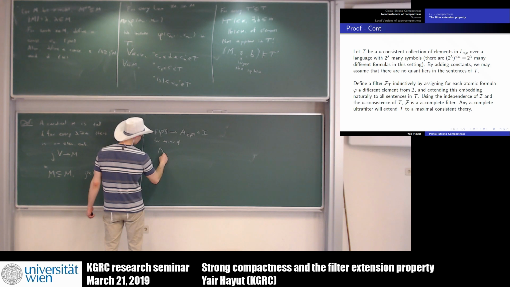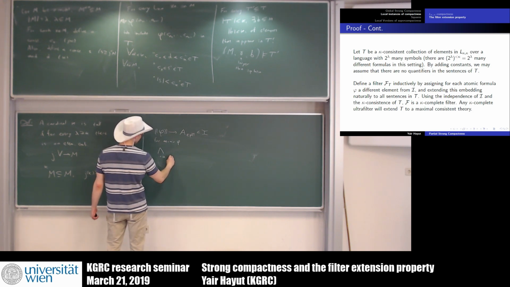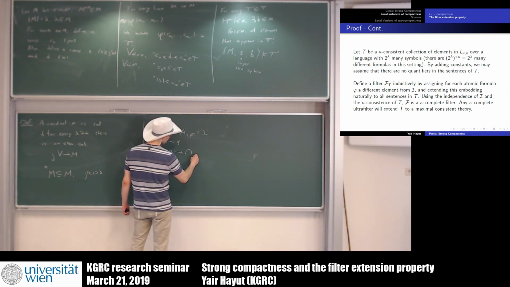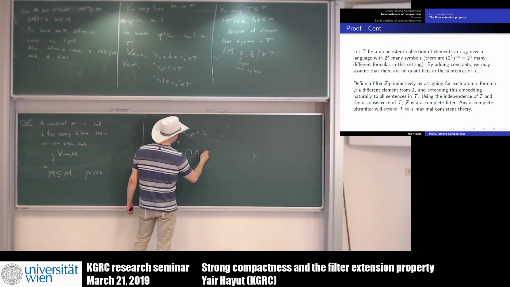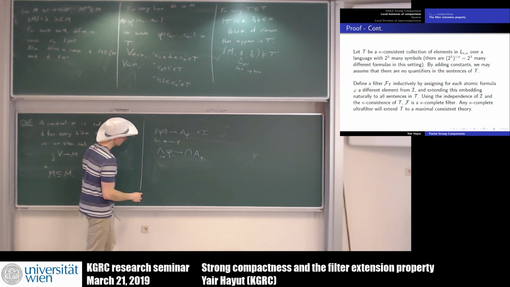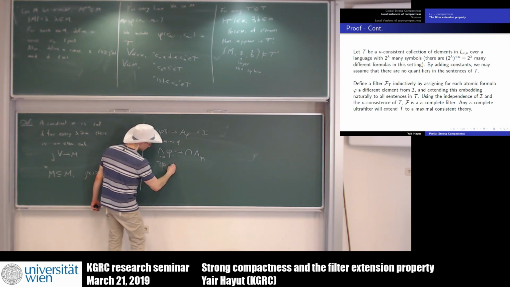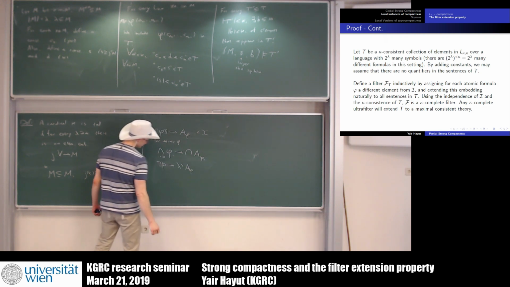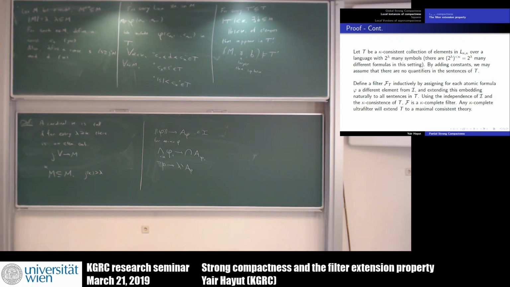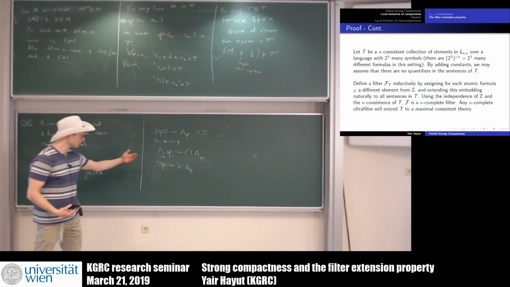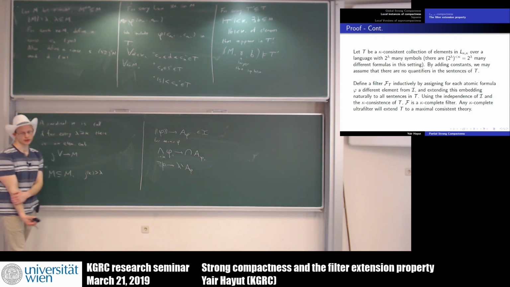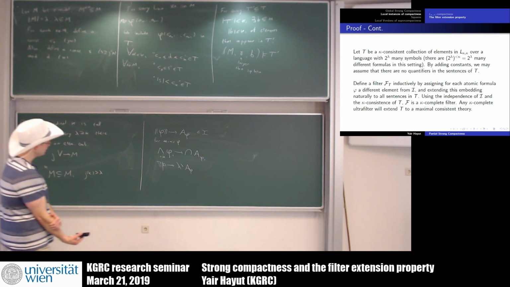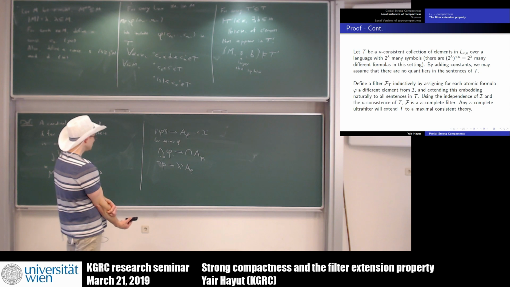So if I have a conjunction of less than kappa many formulas, I'm going to send it basically to the intersection of those sets. And if I have negation, I'm going to send it to the complement. Okay, so I'm embedding basically the Boolean algebra of formulas into the Boolean algebra of sets, of subsets of lambda. And okay, now let's see what we should get.